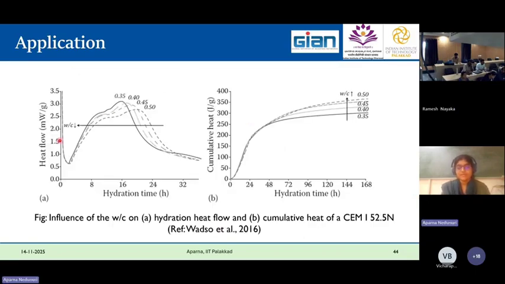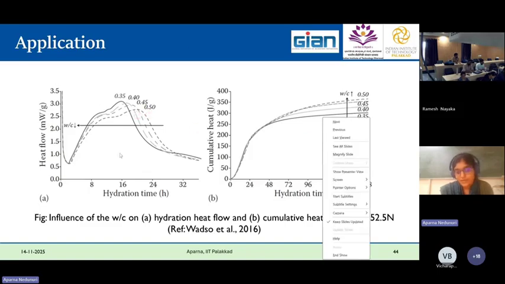Now, where all can we see the applications? We can understand how the rate of reaction would vary with an increase or decrease in your water to cementitious ratio. This is a similar curve that we are trying to see again. If you have curves for water to cement ratios of 0.35, 0.4, 0.45, and 0.5, what we can see over here is that the time of appearance of the peak has shifted to higher durations.